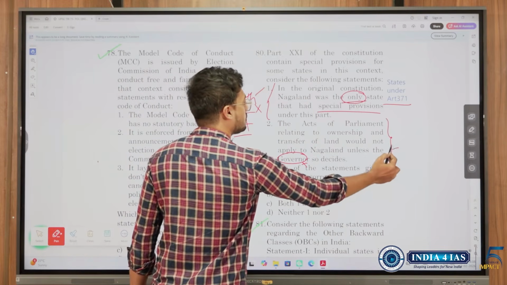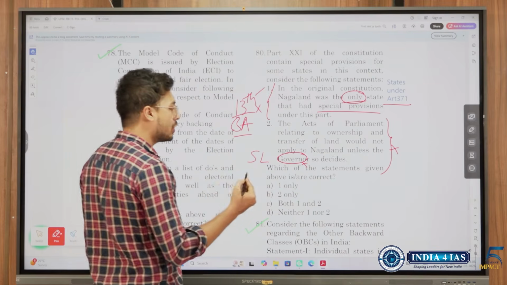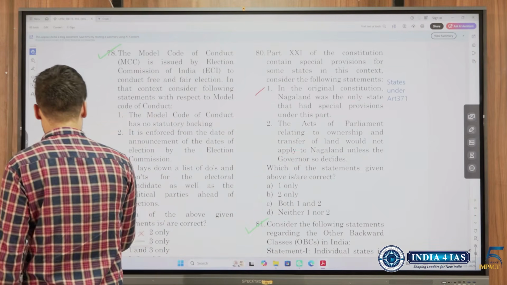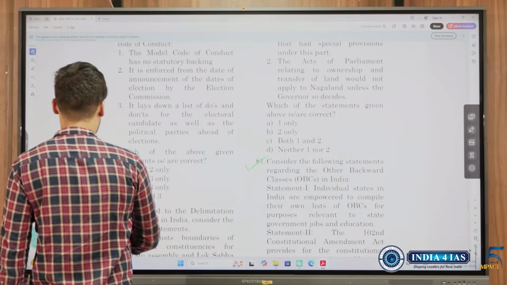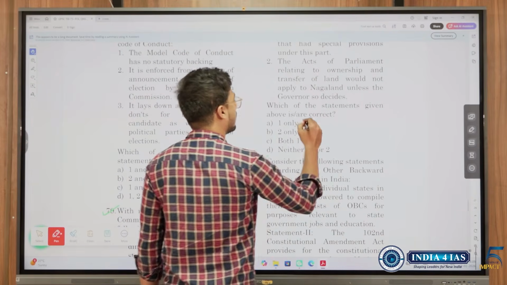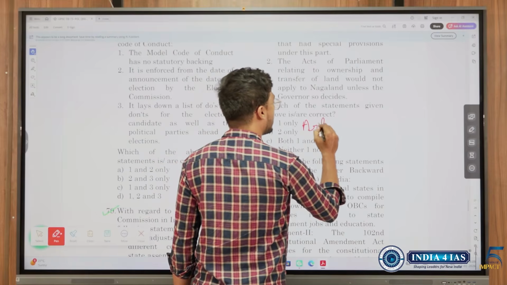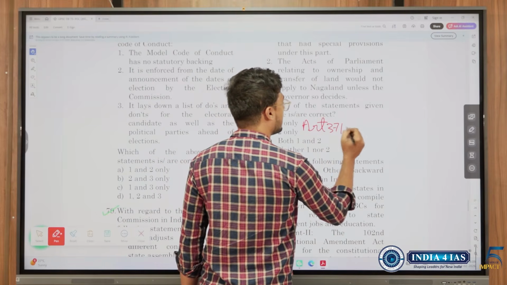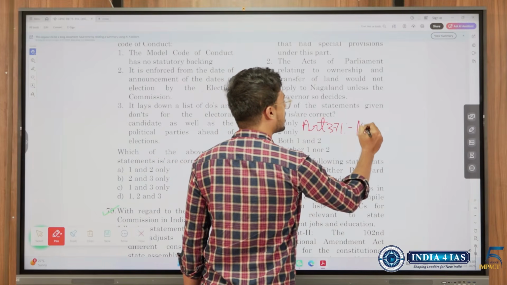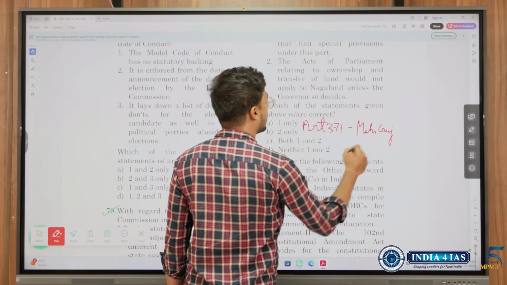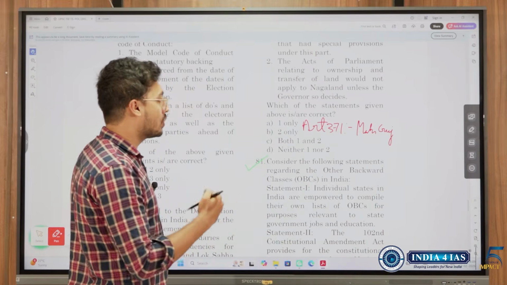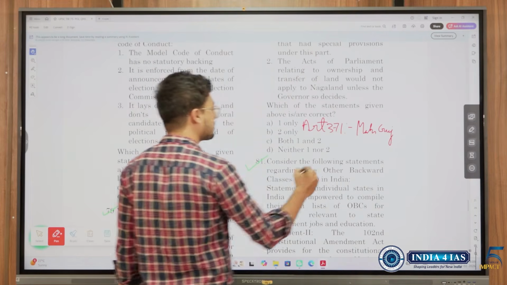So it's wrong. See, Article 371, quickly we'll try to remember. How do you remember? Make some mnemonic. Article 371, state government exams commonly ask about it. See, 371 is for important states which have made development, Maharashtra, Gujarat. Next, Article 371A to 371J are for other states.